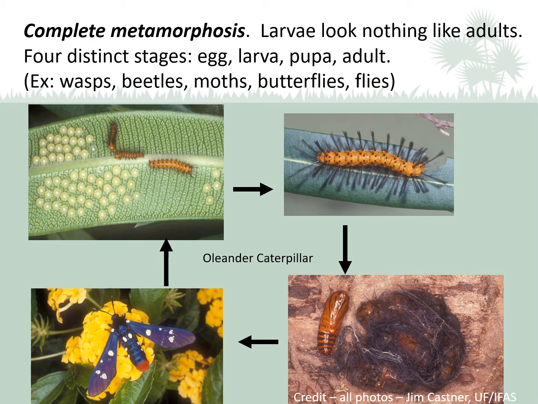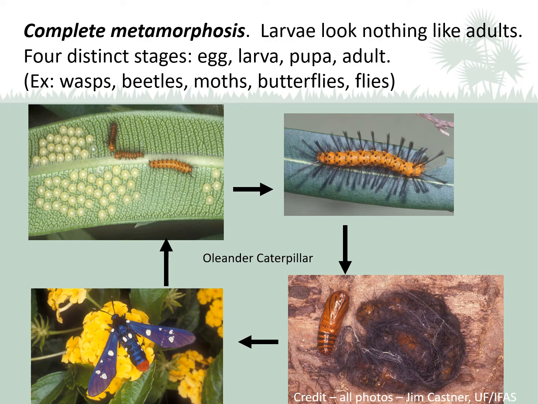The larva is the stage that does most of the active consumption of plant material in horticulture. There are 4 distinct stages. You have the egg, the larva, the pupa, which generally is more of a resting stage. It doesn't really do much damage, and then ultimately the adult. Examples of these could be wasps, beetles, butterflies, flies.